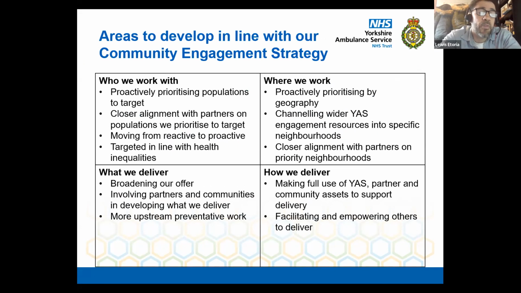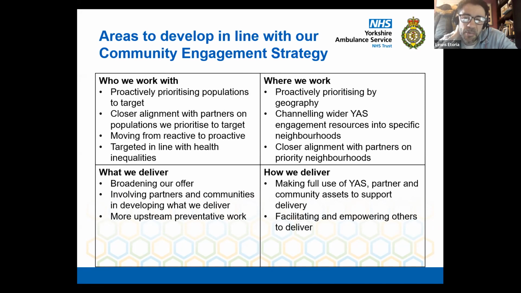So we need to move to proactively prioritising different populations. We need to be aligned with partners on who those populations are, and targeting in line with what the evidence tells us we should be doing and who we should be working with to address health inequalities. There's something about where we work geographically. Some of this we are doing. So we are being more proactive about which geographies or neighbourhoods we work with, using the Core20PLUS5.